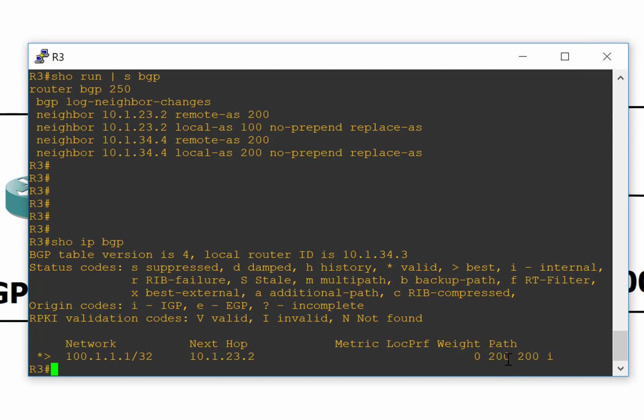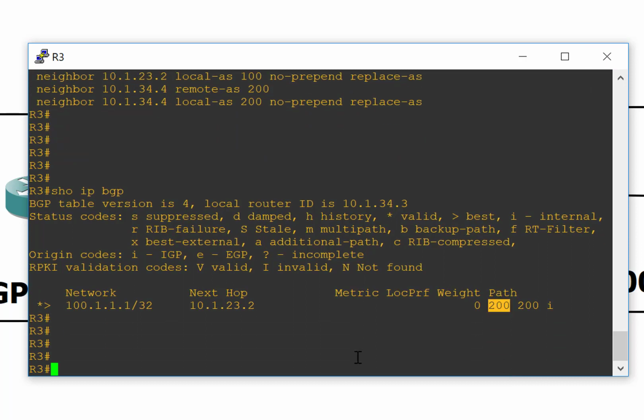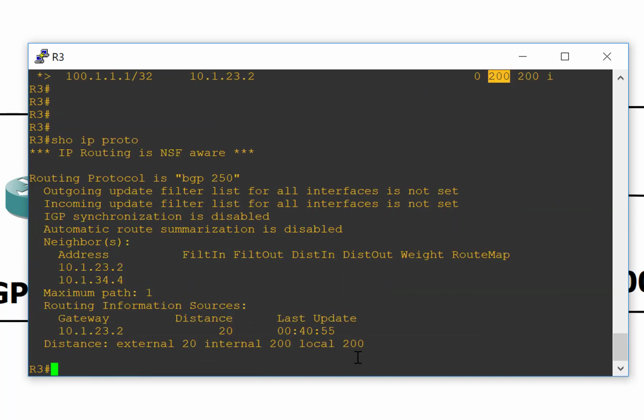So wait, that's interesting. Why do we have this additional 200 in here? And that's because, remember, router 3 is actually running BGP 250, which is a different autonomous system than 200. So the only autonomous system numbers that are hidden from the show IP BGP command are your own. And in this case, 200 is not his own.